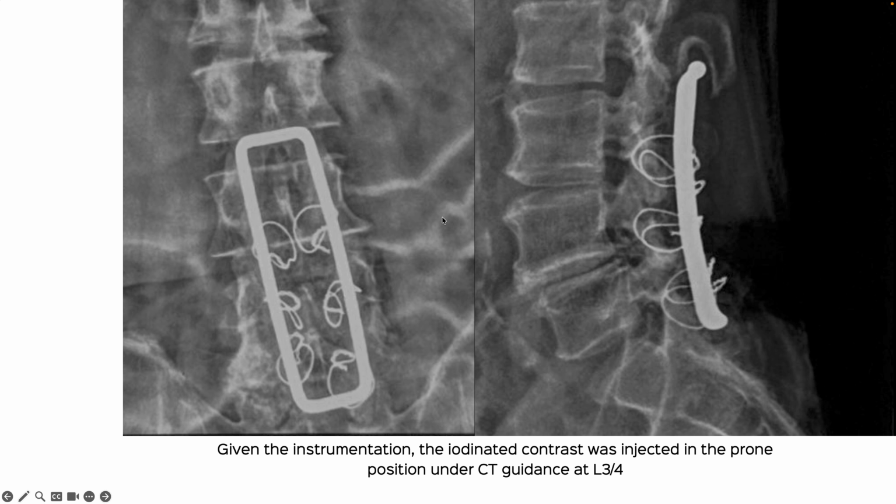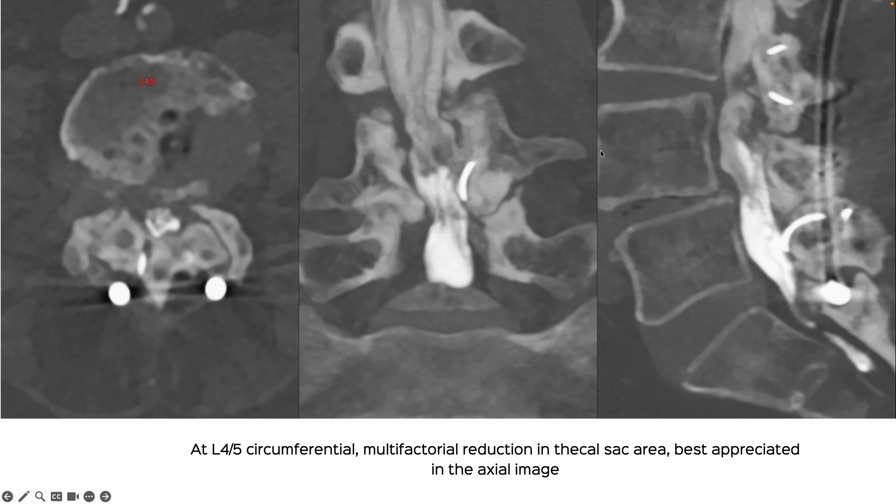And in such situations, it's best to do the injection under CT guidance in the prone position, which is what I did. Injected 8 cc of iodinated contrast at the L3-4 level here. And so at L4-5, you can see the anterolisthesis. There is reduction in the thecal sac area. It's multifactorial. There's a disc, there's hypertrophy of the posterior elements, a little bit of facet, new osteophytes, some soft tissue here.